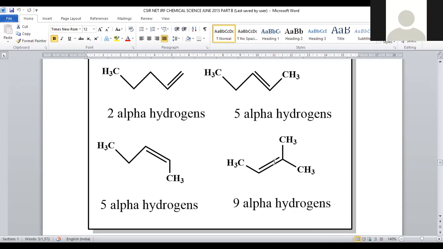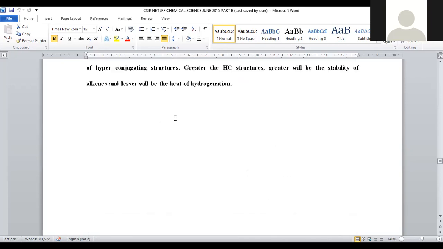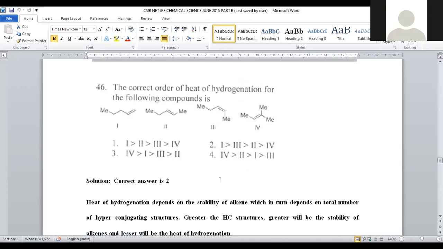It will be the stablest, right? So if the stability is extremely large, what about the heat of hydration? The heat of hydration will be lower. So for this compound, the heat of hydration will be lower. The next is given to the trans isomer, and the next to the cis isomer. And the higher heat of hydration is given for the compound with only 2 alpha hydrogens, being the least stable one. So 1 is highest, followed by 3, followed by 2, and the least is given for 4.